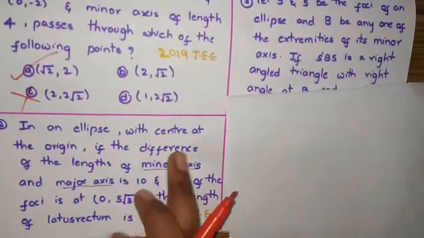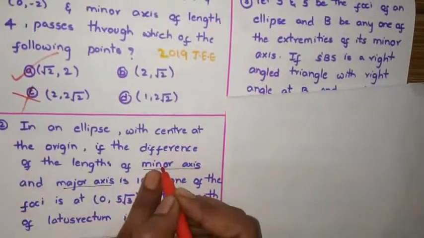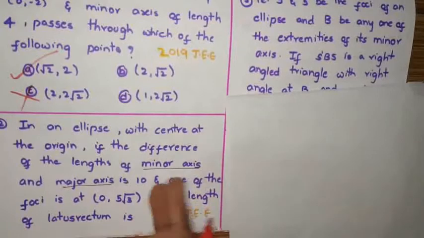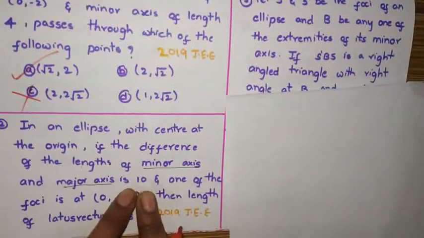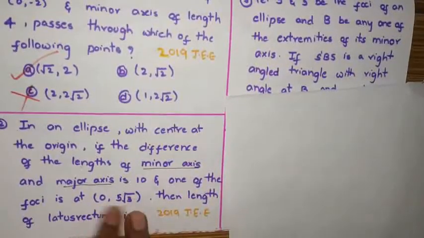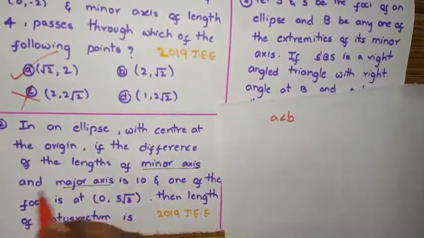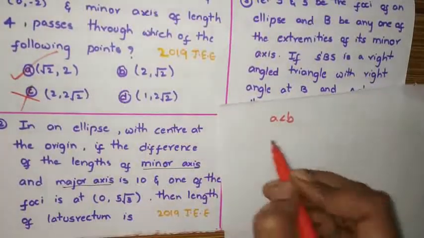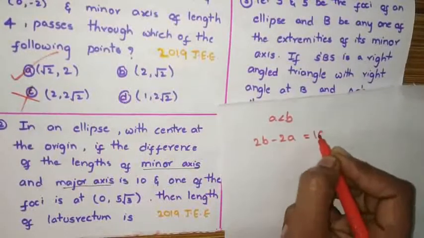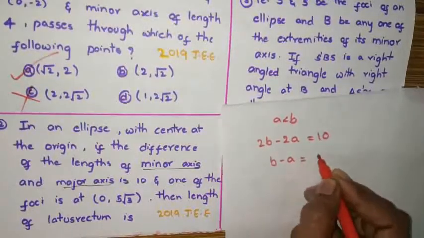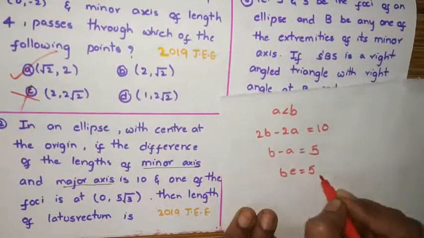See second question. They given that difference of length of major and minor axis, sorry, here it is major and it is minor. I wrote it reverse. Okay, difference of major axis and minor axis is 10 and one of the foci is 0 comma BE. They given that A is less than B. Now take the difference. Here major axis will be 2B, right? So 2B minus 2A is equal to 10 and B minus A will be 5. Okay, and BE value is given, that is 5 root 3.